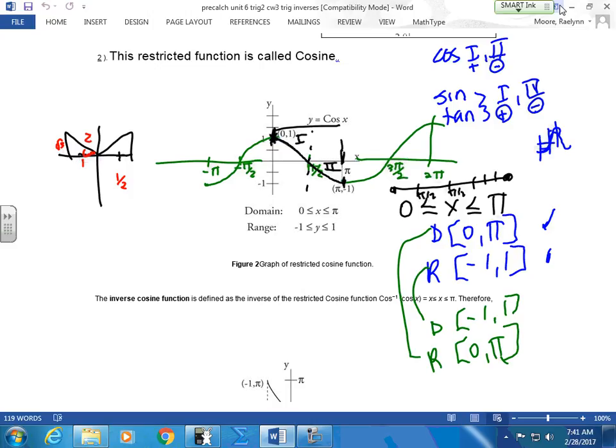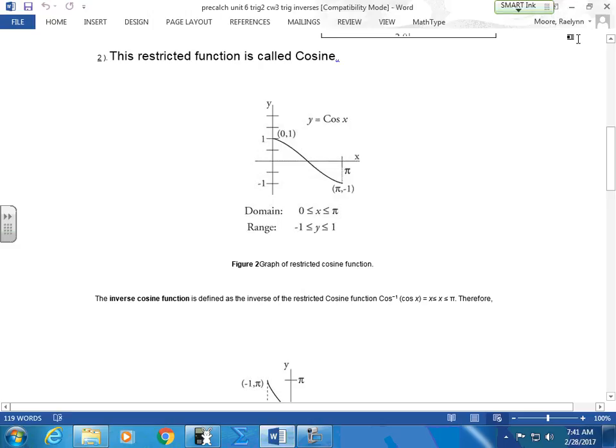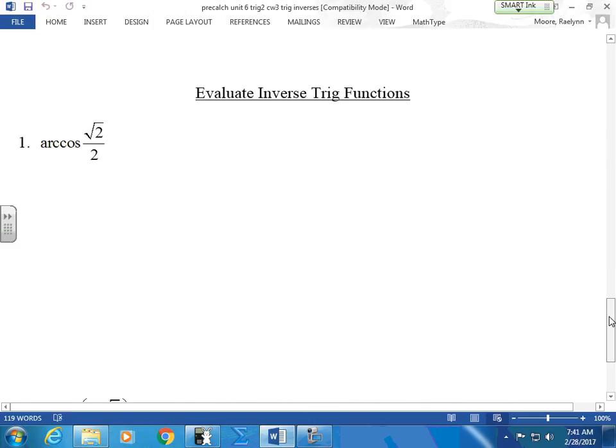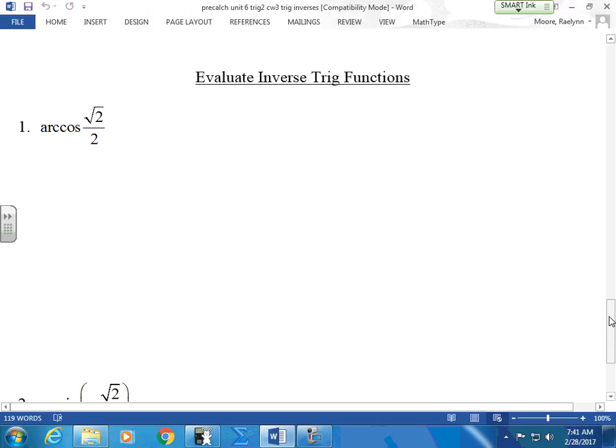Make sense? Okay, so let's try a couple. All that to get to these. So you did some of these last year, maybe? No, we did that. You didn't do any. They probably didn't do inverses with you.